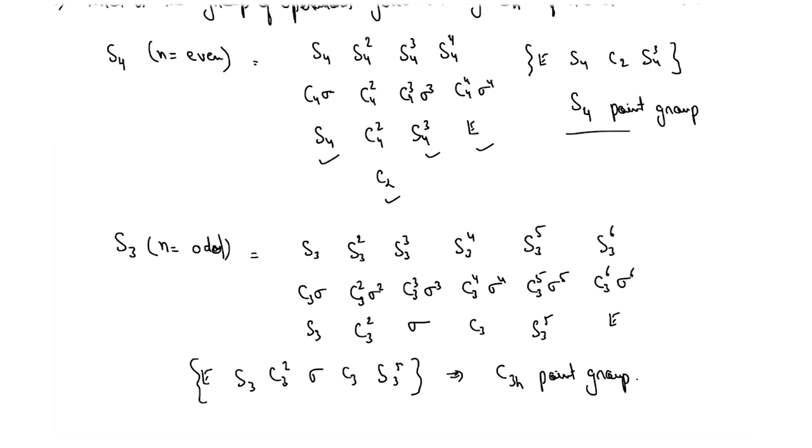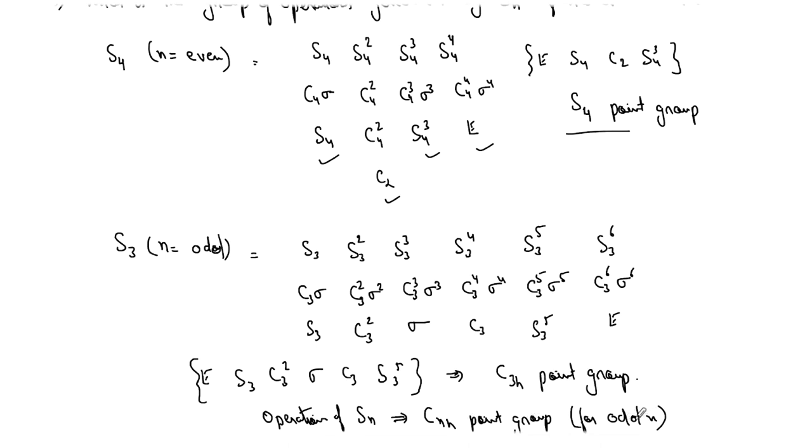So in general, we can say that the operations of SN, for odd n, will give you CNH. Although it appears to be an S3 axis only, still it pops out sigma and pure rotational elements out of nowhere. By just doing operations of S3, you're getting a CNH point group.